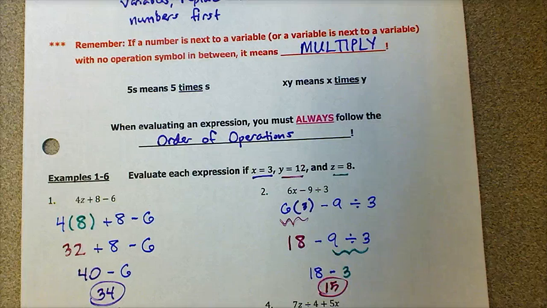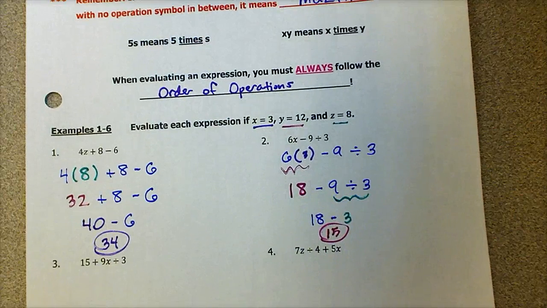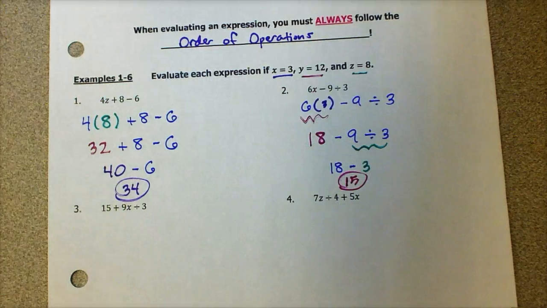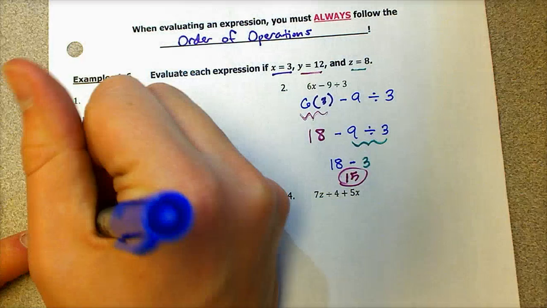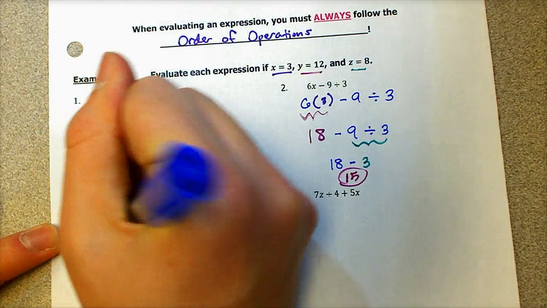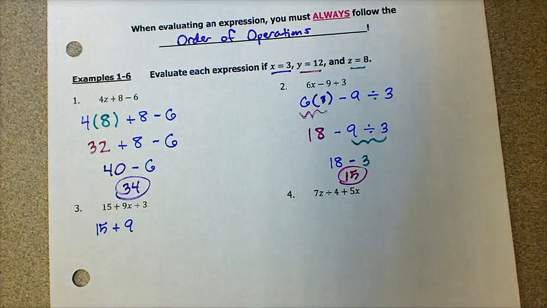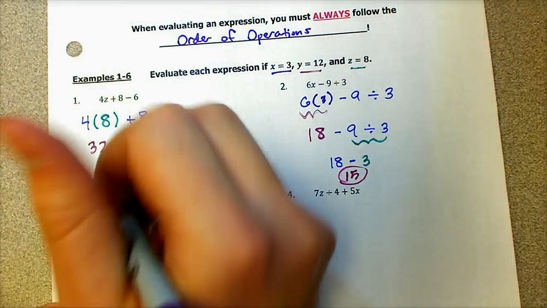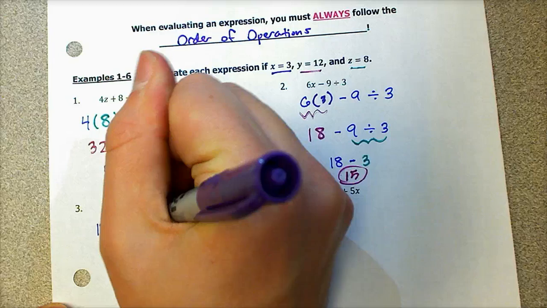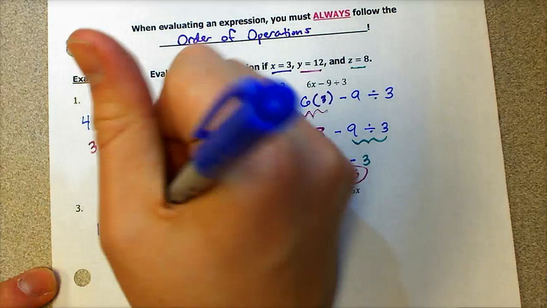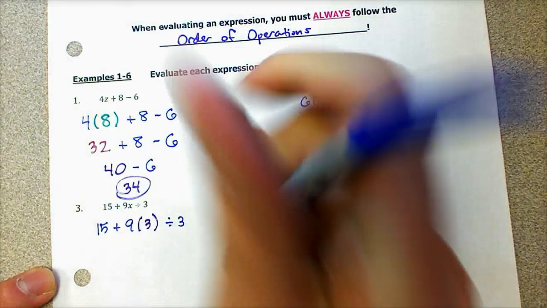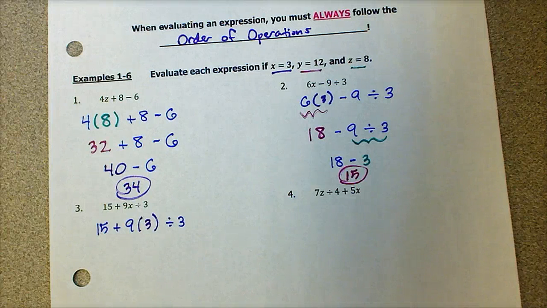Okay, number 3. 15 plus 9x divided by 3. I'm going to rewrite this expression, but instead of an x, again, I'm going to substitute what x is equal to, 3. So 15 plus 9 times 3 divided by 3. And then do my order of operations from left to right.